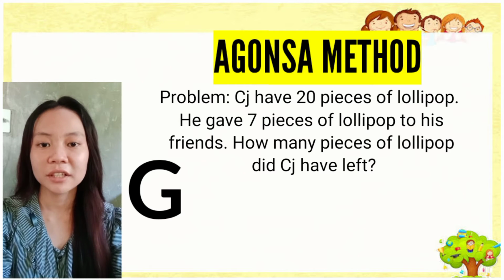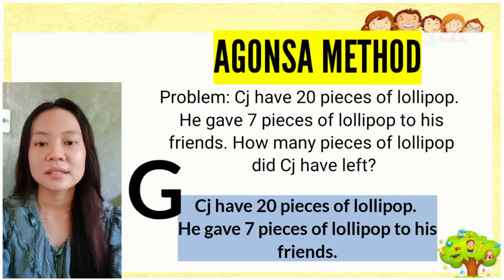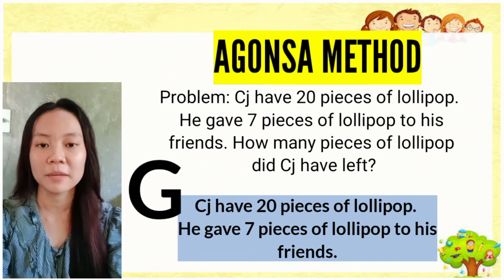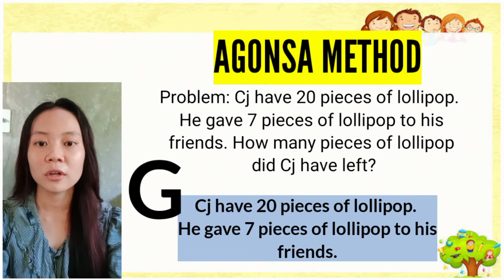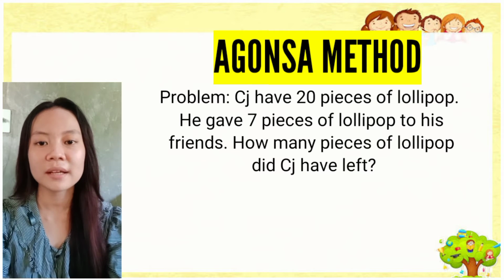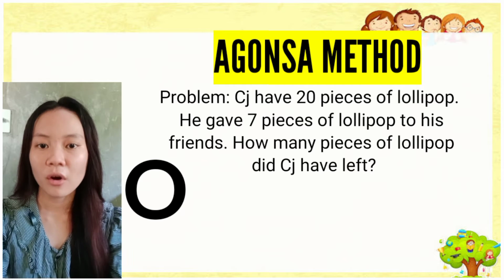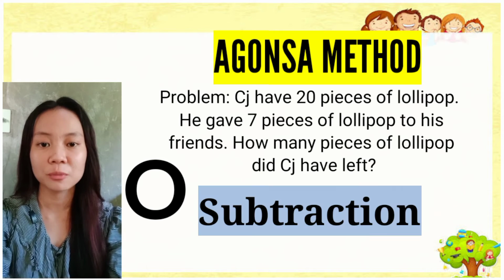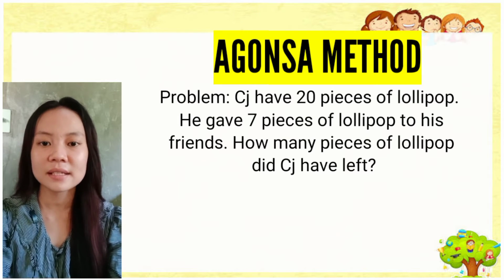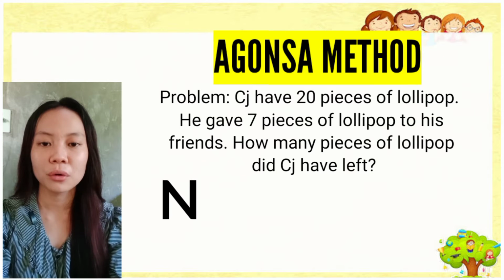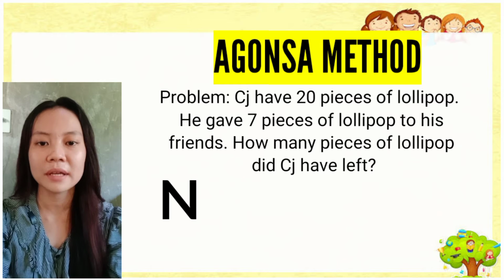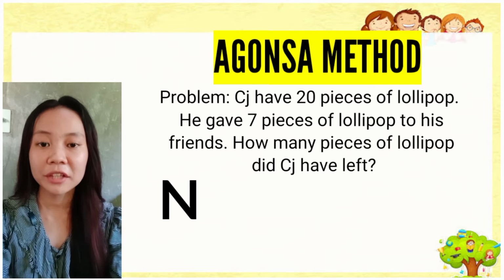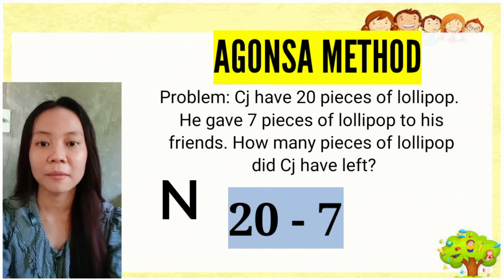So, the given in the problem is CJ has 20 pieces of lollipop. Then, he gave 7 pieces of his lollipop to his friend. So, that is the given. So, next is O, the operation. The operation used is subtraction. And then next is the number sentence. The number sentence for that problem is 20 minus 7.